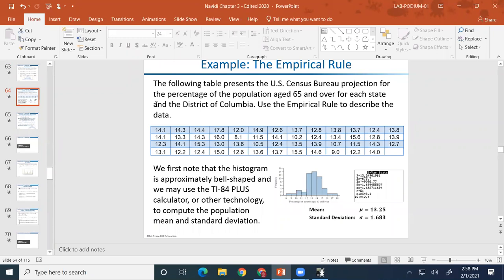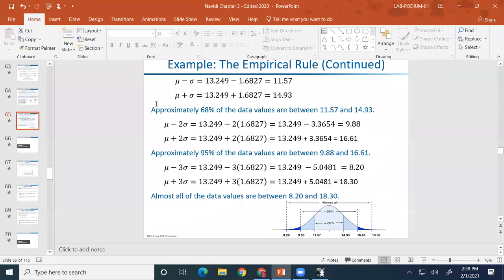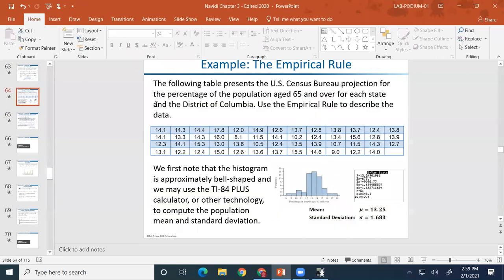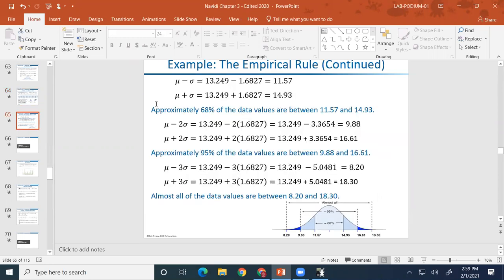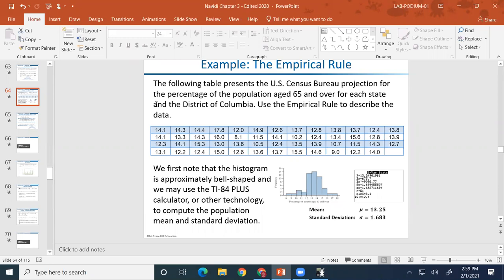Remember, 95% is between, what did we say it was? So 95% is within 9.8, yeah, that's the 95, and 16.61. So let's just look. I think there are 3 values. There's 1 lower, and this is 8.1. Yeah, 2 lower, and there's 1 higher, and this is 17.8. So there are 3 of them that are outside of 95%.